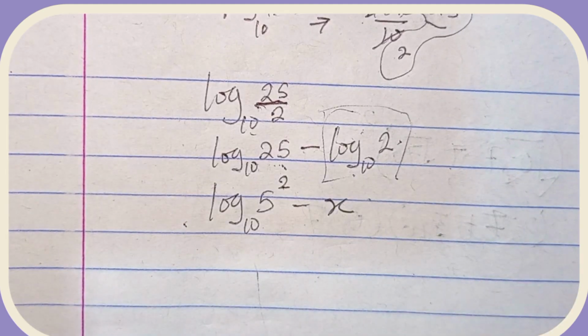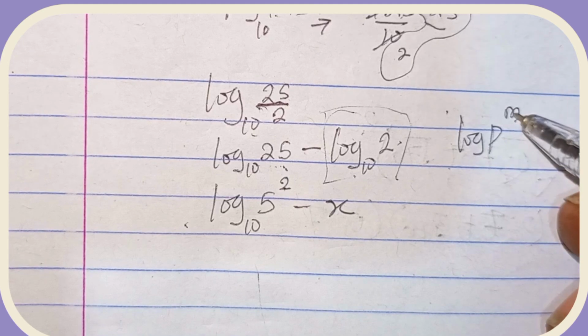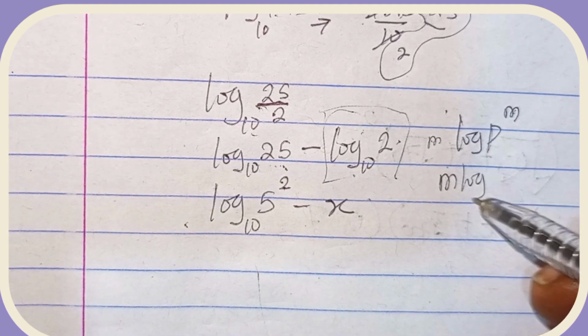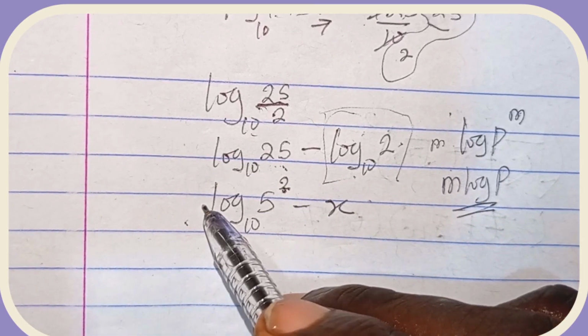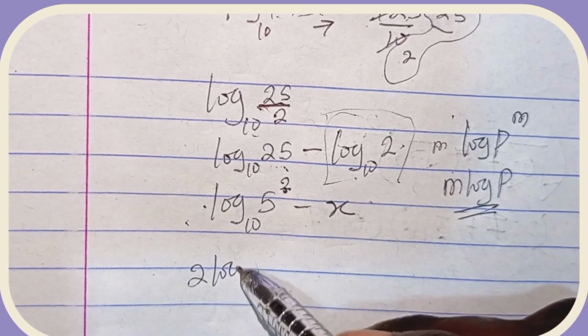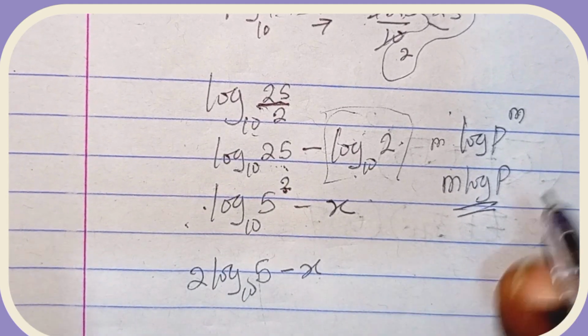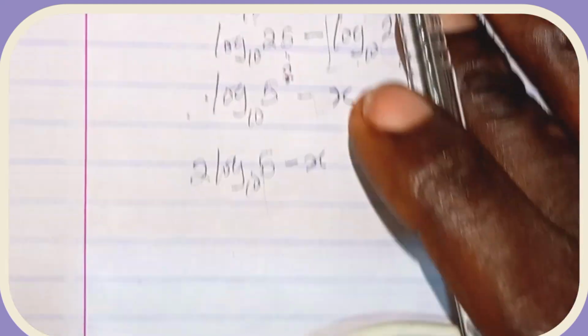Now bring this 2 forward here. There's a law in logarithm that says that if you have log of p raised to the power m, you can bring this m to the front here. So you're going to have m log p. Okay, so you're going to do the same thing here. Bring this 2 to this part here. That will be 2 log of 5 to base 10 minus x. This should be the final answer. But if you check the options, you will not see it there. There's nothing like that there. So there's another thing you're going to do.